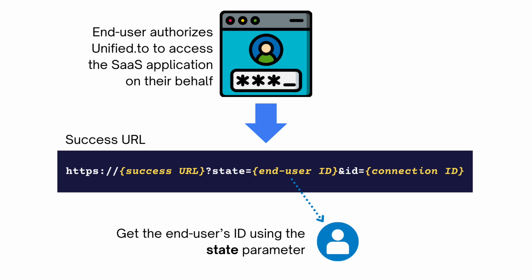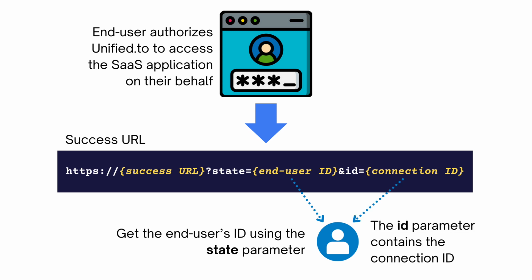So, if you encoded the end user ID into the original state parameter, you can decode it from this state parameter that you get back through the success URL. Now there's another parameter in the success URL. It's the ID parameter.